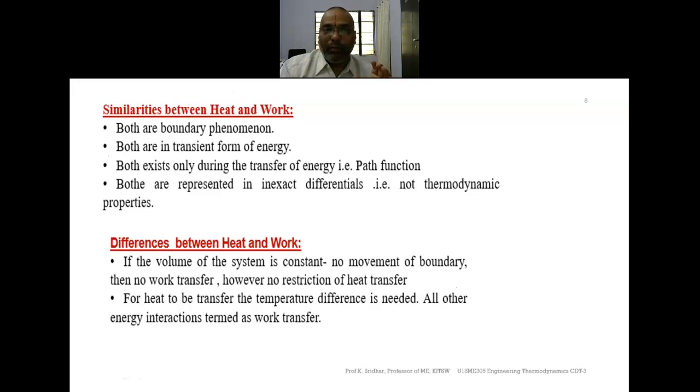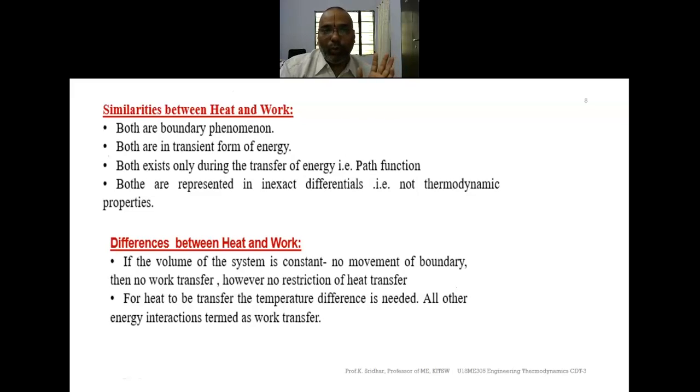And another one: both are transient forms of energy. Whenever a process is taking place, only then can we observe work interactions and heat interactions. Transient means in motion. Whenever a process is executing, we observe work and heat across the boundary, and these are transient phenomena.